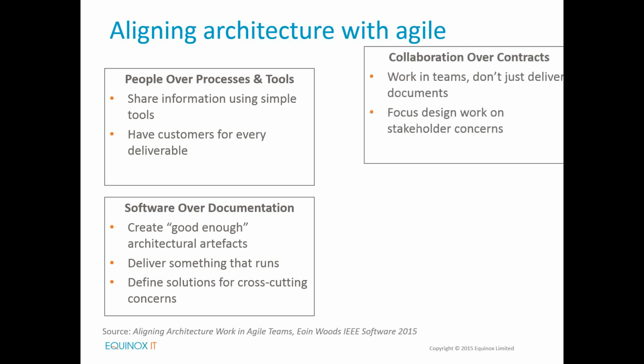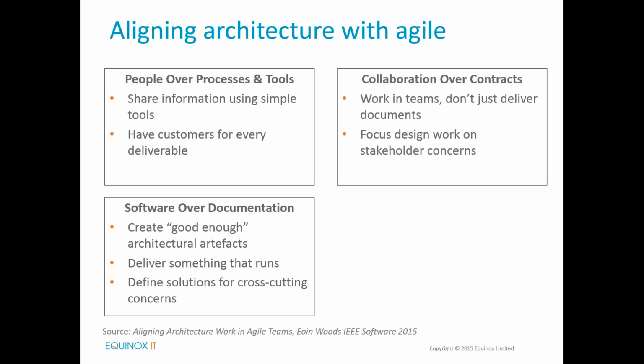Okay, this area of collaboration over contracts. Work in teams, don't just deliver documents. Now, a common misconception or complaint is that architects work separately from the people who are actually impacted by their decisions. So architects need to collaborate with the teams and ideally work directly with them whenever possible. This supports a two-way flow of information, ensuring that the architect understands the real problems occurring and can refine the architecture as the system is being built.